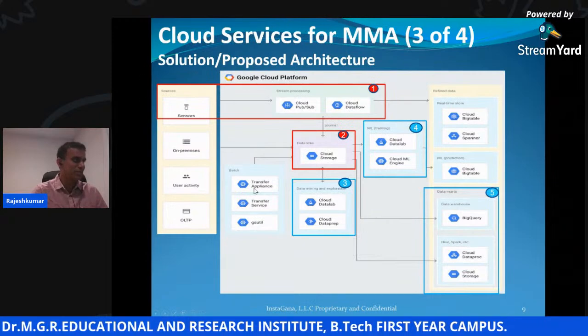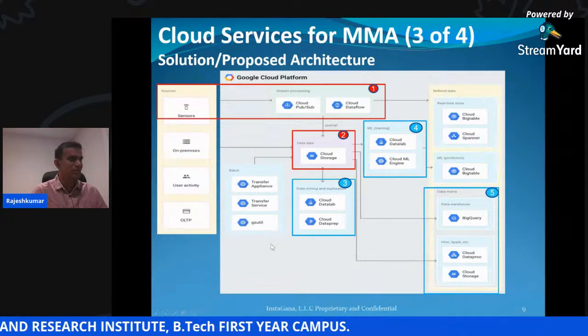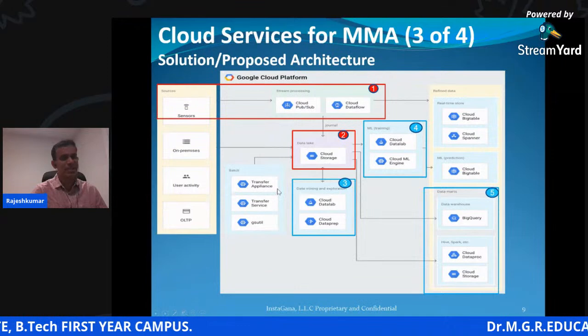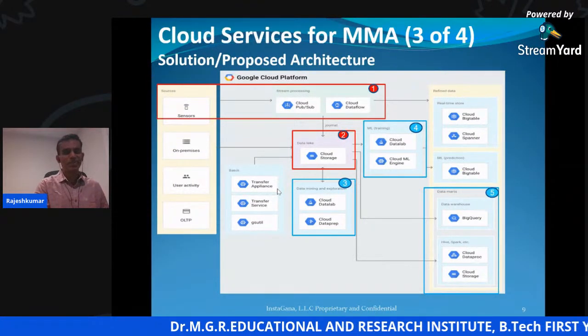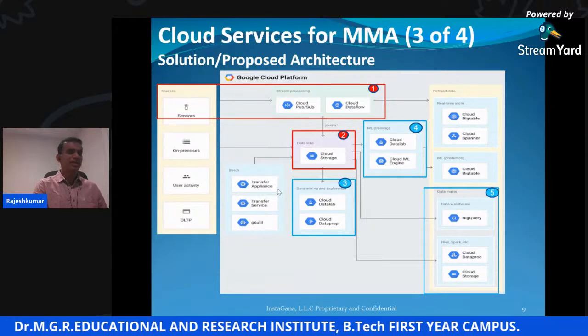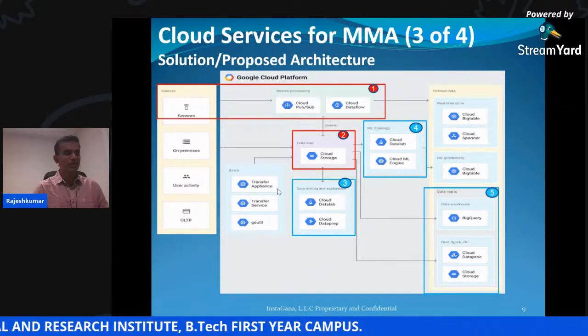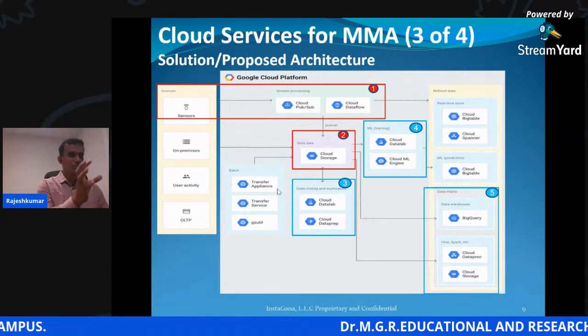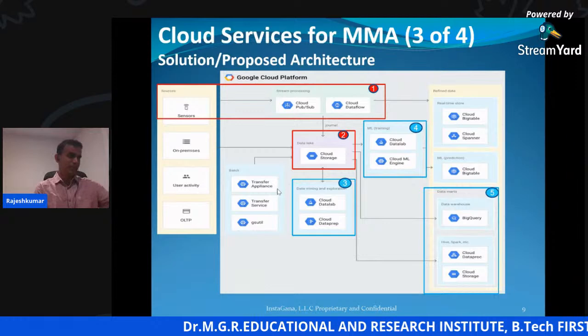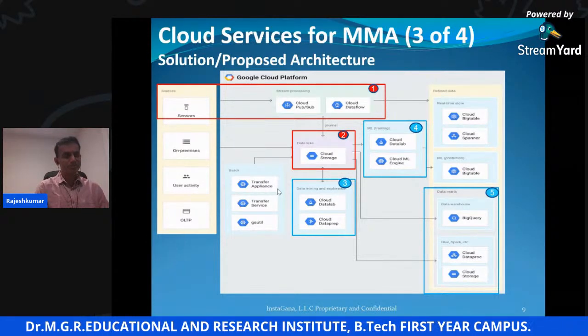If you see the left side of the picture, you have a transfer appliance and transfer service. What it does is it collects the existing data from the experiments that the scientists do, and it's kind of a box, like a hardware external disk. It collects the data, and then finally it transfers the data to the cloud storage. So the data lake is what we talk about here.